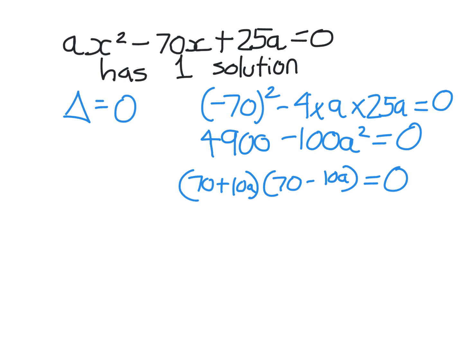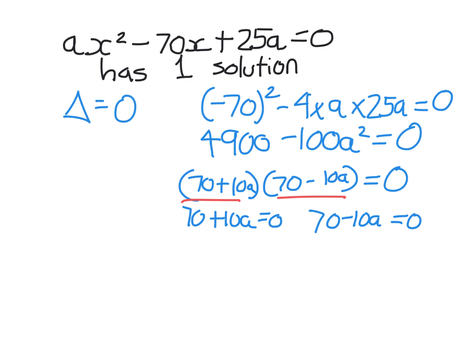So what are the two solutions? Well, the null factor law says if you have something times something equals 0, either the first something equals 0 or the second something equals 0. So if 70 plus 10a equals 0, you get a equals negative 7. This is just a linear equation, so subtract 70, divide by 10.